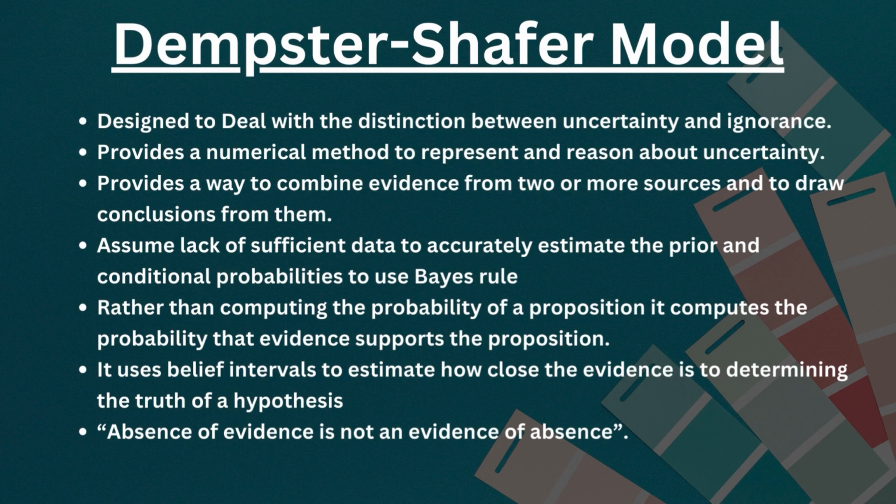So, instead of computing the probability of a proposition, DST, the short form of Dempster-Shafer theory, computes the probability that evidence supports the proposition. It uses a belief interval to estimate how close the evidence is to determining the truth of a hypothesis. Here, on absence of evidence versus evidence of absence, DST incorporates the philosophy that absence of evidence is not evidence of absence.